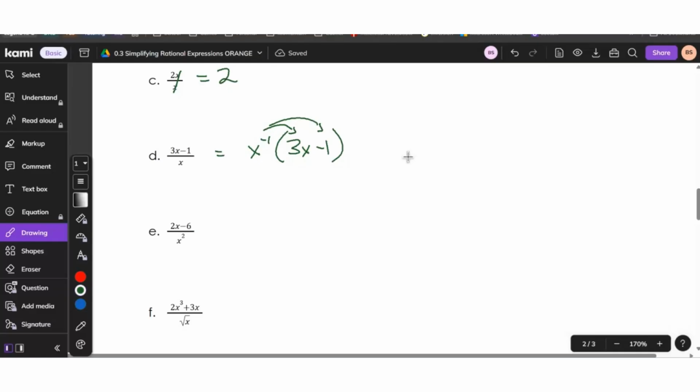Pablo, on number C, why did it cancel, but in this one no? Because we can't cancel it here because the x is not in everything on the top. It's not a common factor. Here it was in everything in the top and bottom.